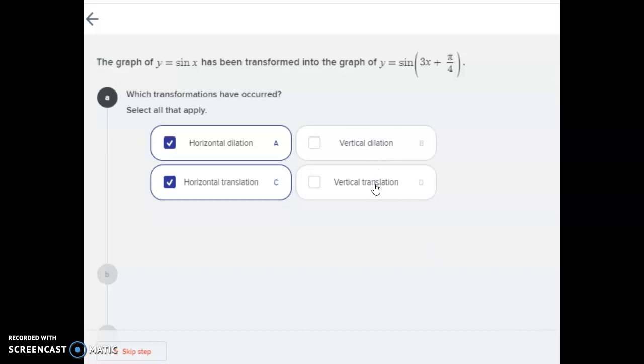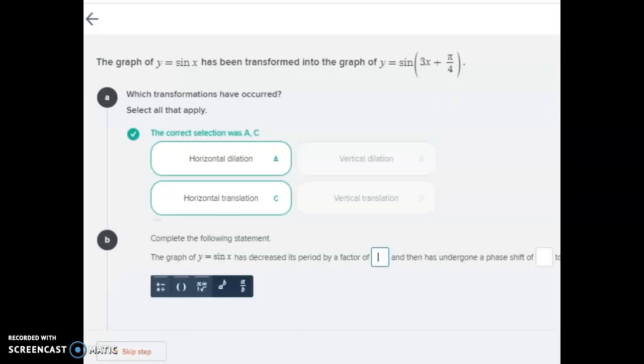So again, vertical dilation and translation has to do with the amplitude and the vertical shift. Horizontal dilation has to do with the frequency, how much you're compressing it or stretching it out. And the horizontal translation is the phase shift, moving the whole function left or right. And when I press the submit button, I get a green check.